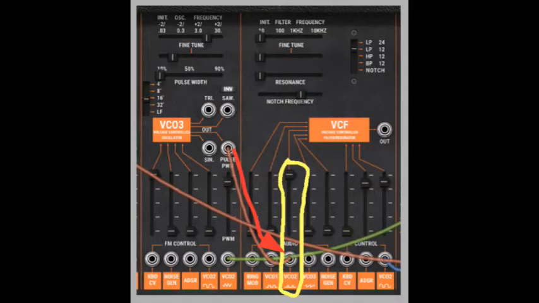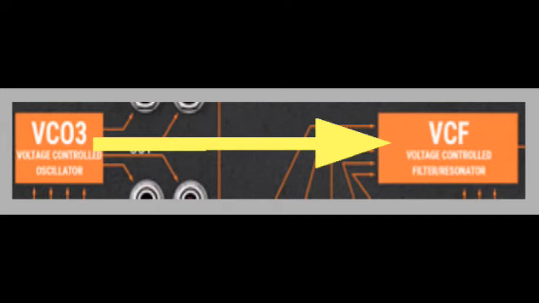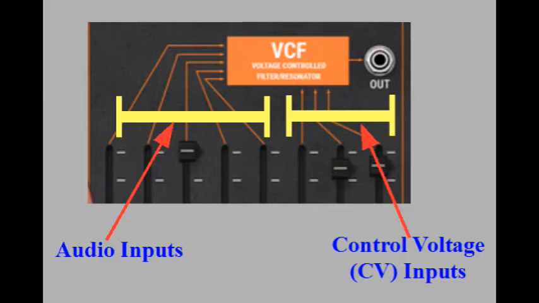Let's start with the mixer section. In the filter module, there's only one of the input sliders up or open, the pulse wave input of oscillator 2. But it's not at all oscillator 2 that we feed in here, sorry. It's VCO3, the third oscillator, which we find patched in here. The flow of the audio signal reads so far VCO3 into VCF. There's nothing else fed into the audio inputs of the filter.